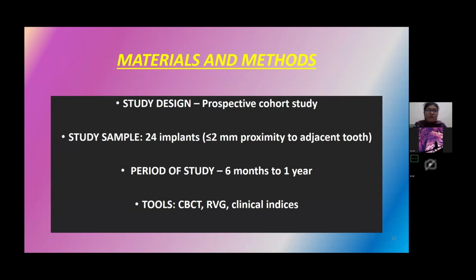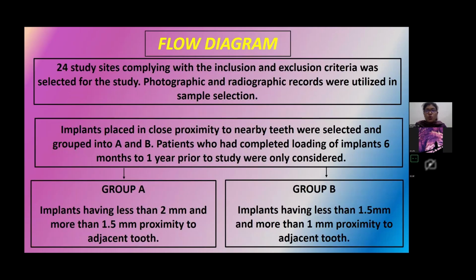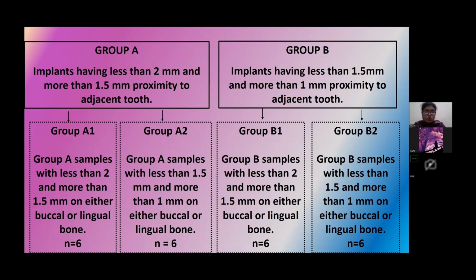And this is the flow diagram: 24 study sites, which were divided into Group A and Group B. In Group A, the implants were placed 1.5 to 2 mm adjacent to the natural tooth, whereas in Group B, they were placed 1 to 1.5 mm adjacent to the natural tooth. The groups are again divided into A1 and A2, and B1 and B2. A1 were the A samples with buccal or lingual bone 1.5 to 2 mm. A2 were the buccal or lingual bone 1 to 1.5 mm. Like that, B1 were the B samples with buccal or lingual bone 1.5 to 2 mm, and B2 were the buccal or lingual bone 1 to 1.5 mm.